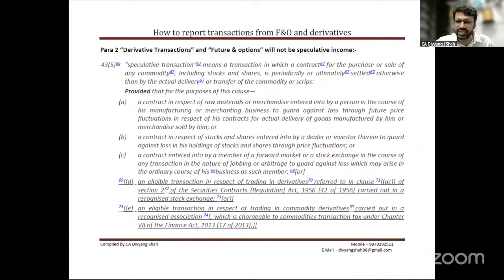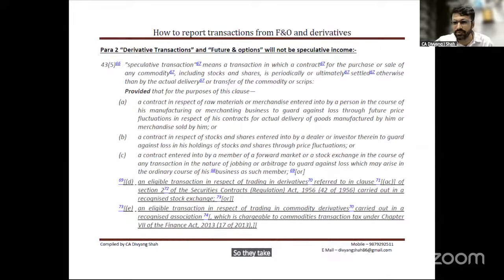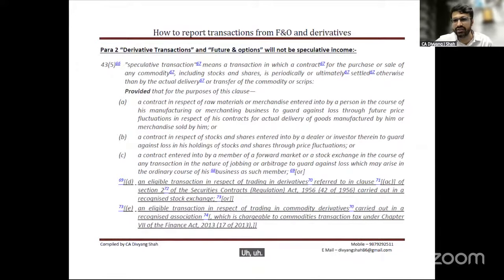And the department always takes a stand that so many transactions are there, it cannot be an investment. It is obviously business. You are trading in the shares. So they take a stand that it should be taxable as business income. Because of this, disputes arise in many cases. Sometimes the assessee takes shelter in wanting to offer it as business income. Why? Because he can claim different deductions, and that's how he can plan his tax in a more efficient way. But the department will say the reverse, that it should be capital gain.